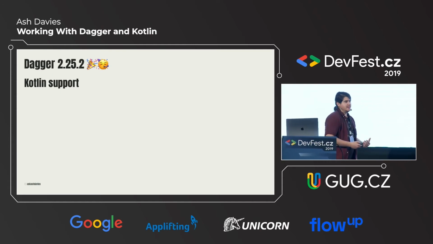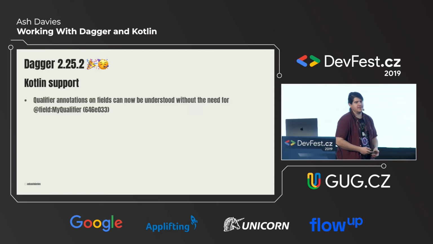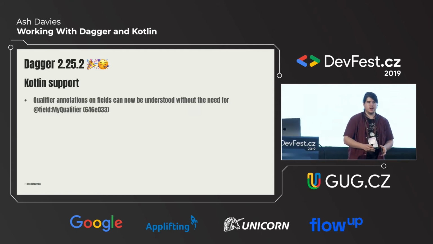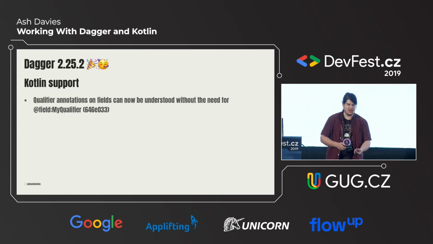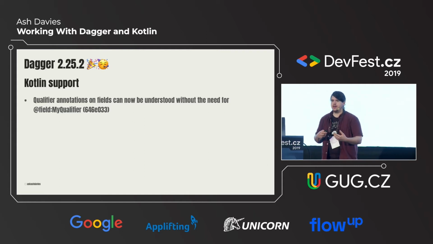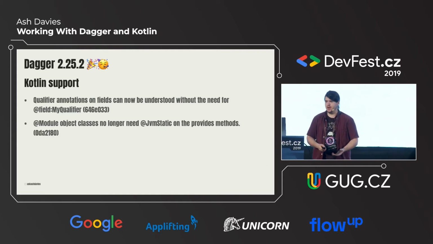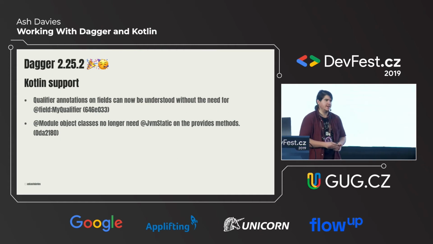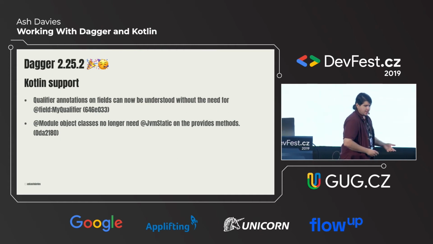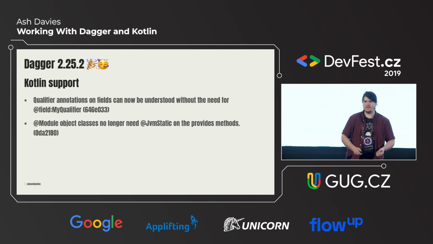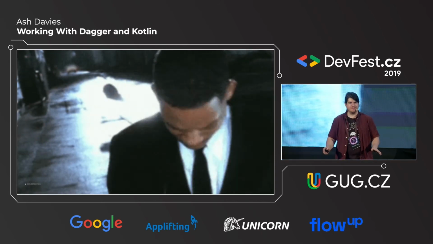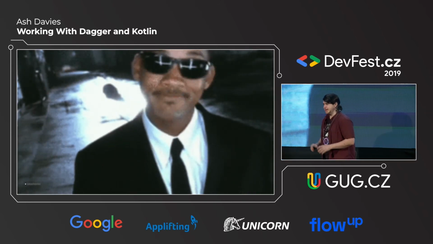So we started to see things like the qualifier annotations. So these are no longer really an issue. You don't have to apply this field annotation. And you can have things like I just mentioned, with the module, you no longer have to apply JVM static. So for the last, let's say 8 minutes, you can completely forget everything I said. It's out of date, gone.